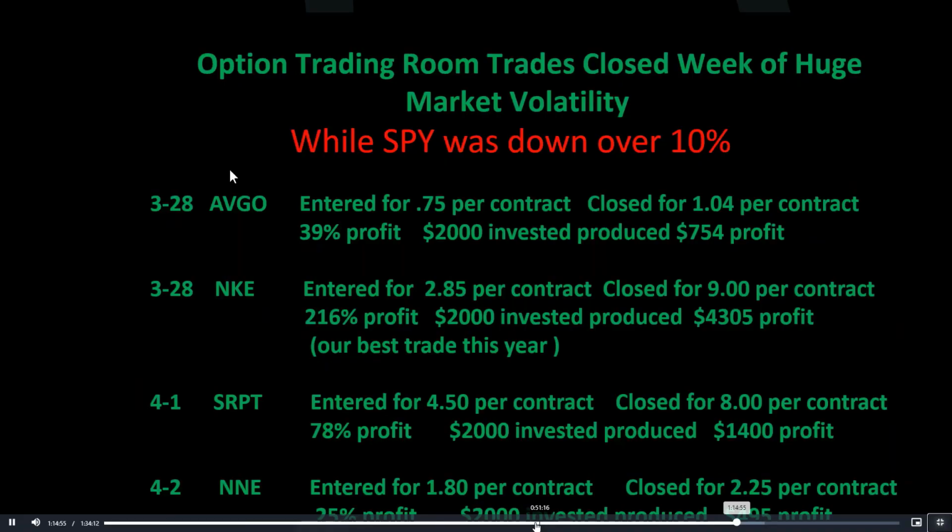All right, and I just want to point this out. This was back in April when they put the tariffs on and then took the tariffs off. These are the 4 trades we had on in the room and in the alert service. We only had 4 trades on. Tariffs went on, tariffs came off. We had Broadcom. We get in for about $75 a contract, get out for $1.04, 39%.